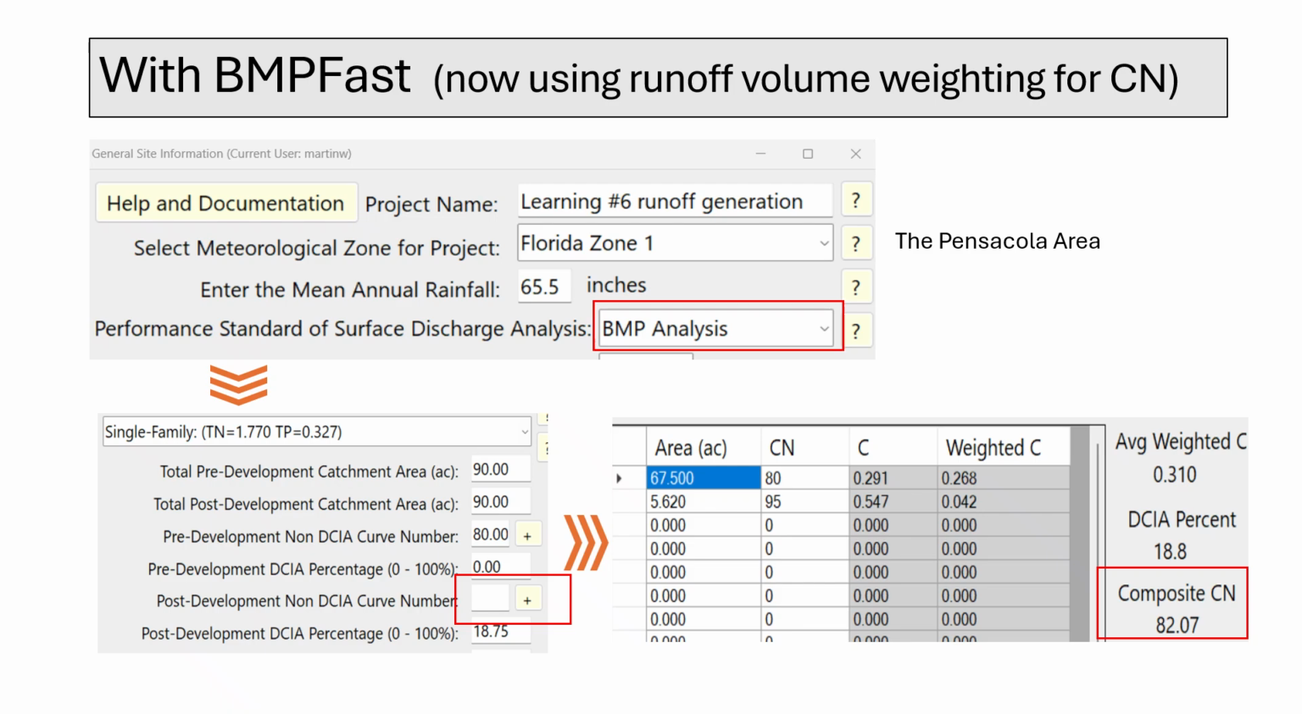To delve into the specifics of the curve number calculation, you would access that routine directly adjacent to the post-condition non-DCIA curve number. Here, we've used a curve number of 95 for the disconnected DCIA. The overall composite curve number, which is based on a weighting of runoff volumes, is calculated to be 82.07. Since our primary interest in this scenario is analyzing the loadings from the post-development condition, a BMP analysis is subsequently used to establish the performance standard.